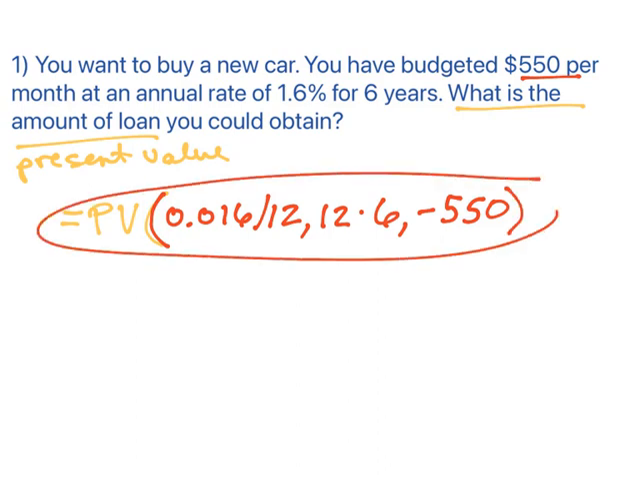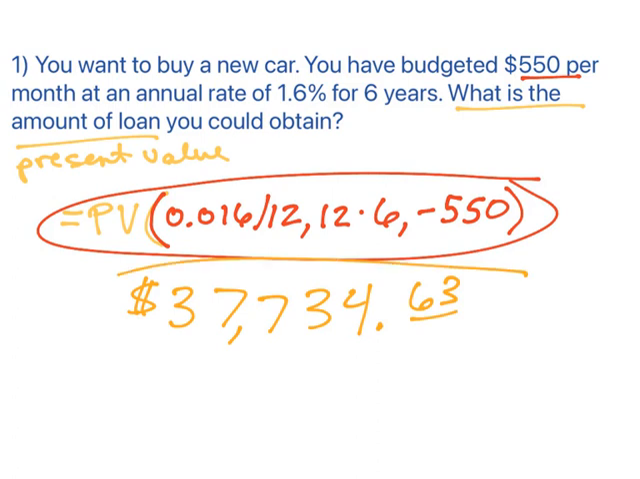So when you type this into Excel, it gives you $37,734.63. So based off of this information, you could buy a car that is $37,734.63, and you'd be good to go there, just using the present value function.